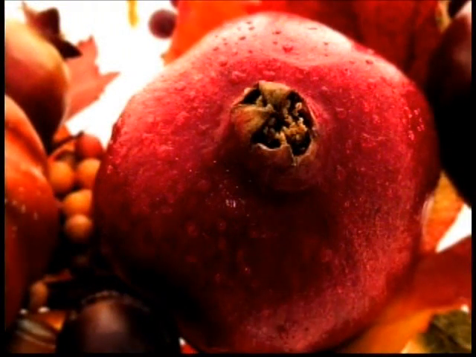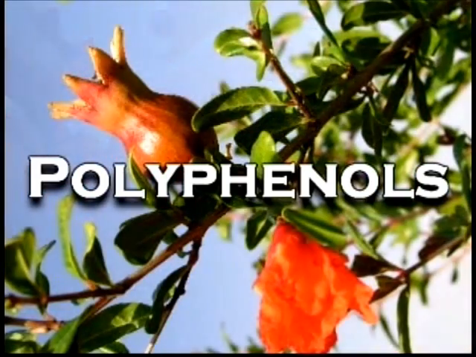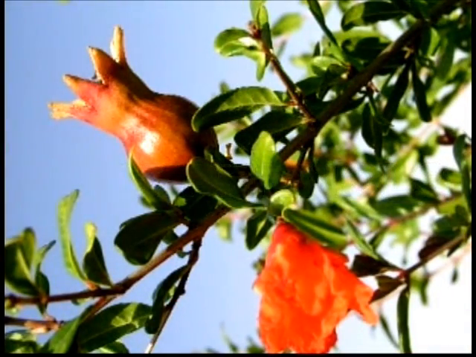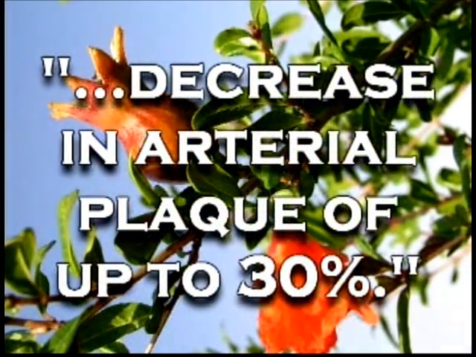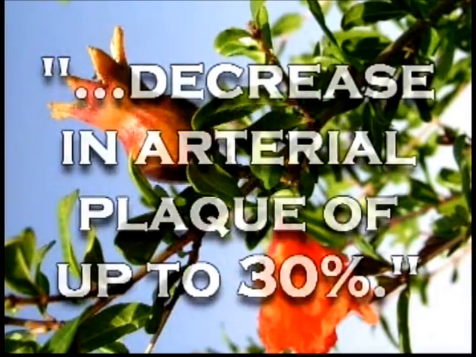Pomegranates also contain powerful antioxidants. Notice the deep red color of the pomegranates pictured here. The potent antioxidant and anti-atherosclerotic activities of the pomegranate are attributed to its high polyphenol content. A 2004 study published in the Journal of Clinical Nutrition demonstrated a 30% reduction in arterial plaque in test subjects that ate a diet high in pomegranates.